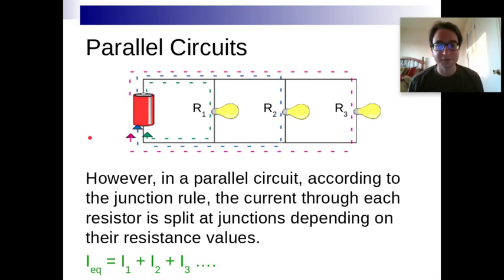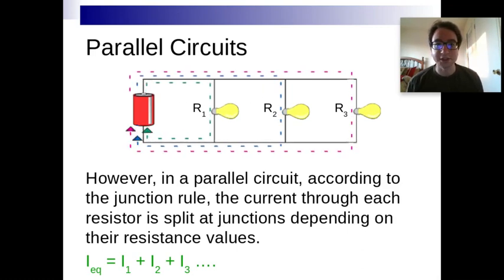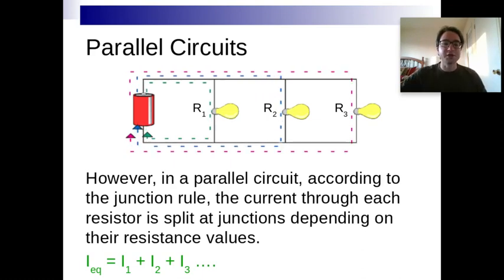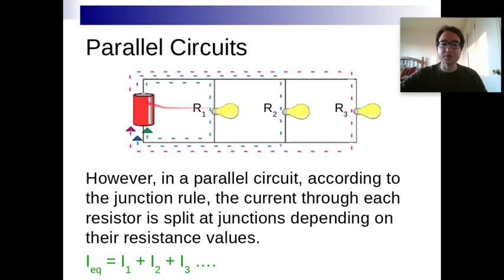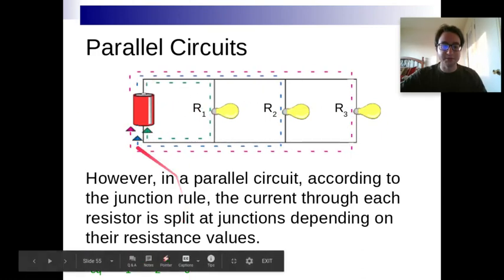This is very different from our series circuit current equations where they were all equal. That's not the case anymore. In parallel, the currents individually running through each resistor all added together equal the total current drawn from the battery. And that's what the equation down at the bottom here says.